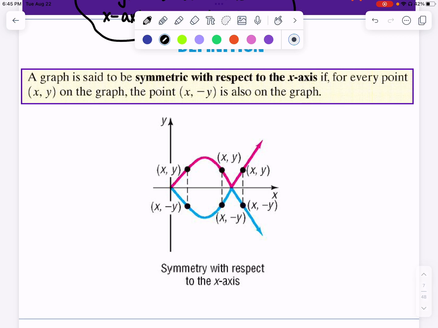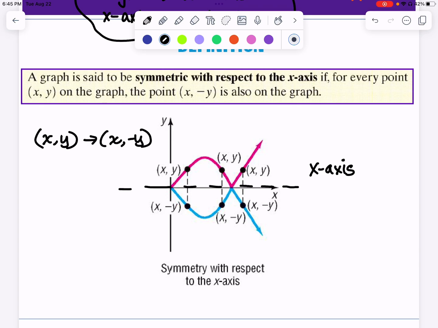Here's the first example. I have a graph in front of me. This graph clearly has x-axis symmetry, which means what I see above the x-axis, I see the same thing below the x-axis, perfect reflection. Now with the x-axis, please keep the algebra part in mind. For every point (x, y), there has to be a point (x, negative y) on the graph.